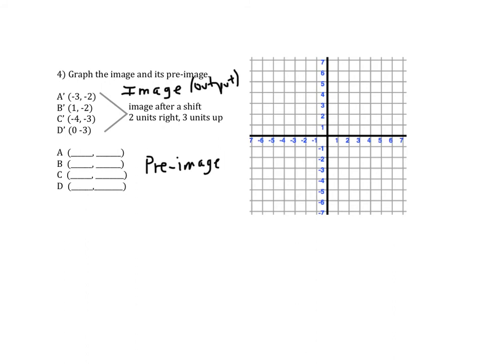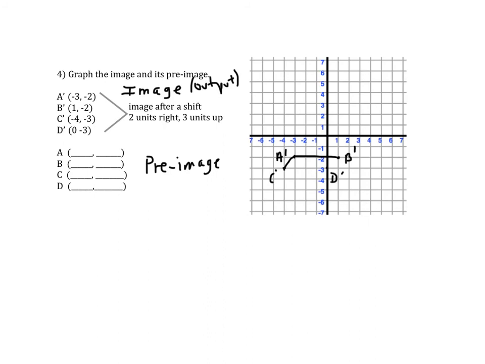The first thing I'm going to do is graph the image or the output by plotting the points that are given to me for A prime, B prime, and C prime. So A prime is at -3, -2. So from the origin, go to the left 3 and then down 2. There's A prime. B prime is at 1, -2. So from the origin, go to the right 1 and down 2. C prime is at -4, -3. So left 3, down 3. And finally, D prime is at 0, -3. So from the origin, you don't go left or right at all, just go down to -3. And that should be D prime.